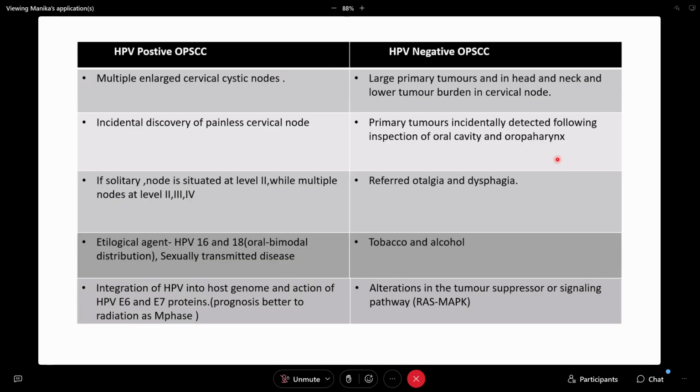So what are the radiological features of HPV positive lymphadenopathy in simple terms? Manika, use full forms. There is nothing known as OPSCC in your examination. Yes, sir. In human papilloma virus positive oropharyngeal squamous cell carcinoma, the nodes are multiple and cystic. They are enlarged, they are cystic, but they do not have evidence of extranodal extension on radiology. Whereas HPV negative lymphadenopathy can be multiple, small, necrotic with evidence of extranodal extension on radiology. So that can give you a clue that this might be an HPV positive related tumor.